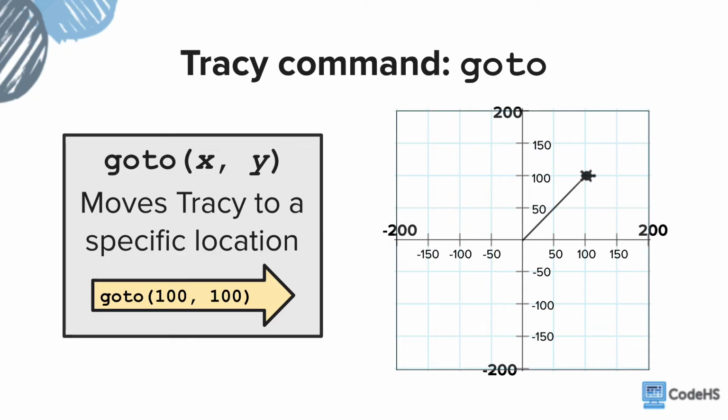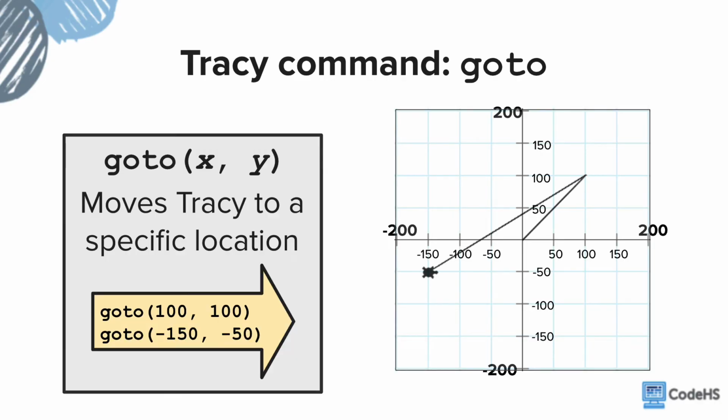We can use the go to command to tell Tracy to move to a certain location on the canvas. In this case, if we give her the command go to 100, 100, she will move from the center of the canvas to that location. We can see the trail she left from 0, 0 where she started to 100, 100. We can use this command multiple times in a row to tell Tracy to move to one location after another. In this case, after she moves to location 100, 100, she is moving to location -150, -50.